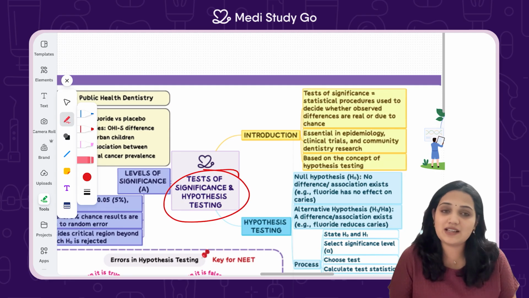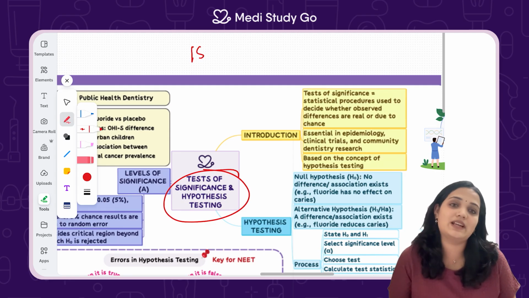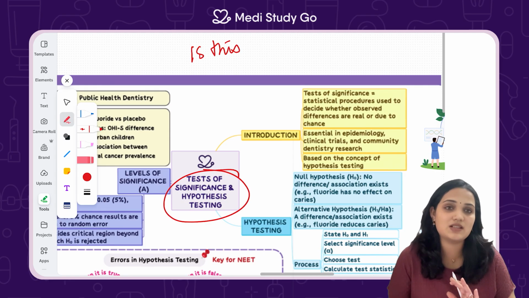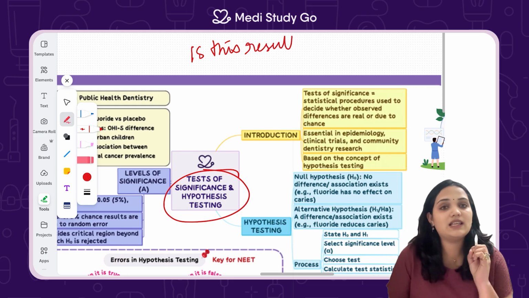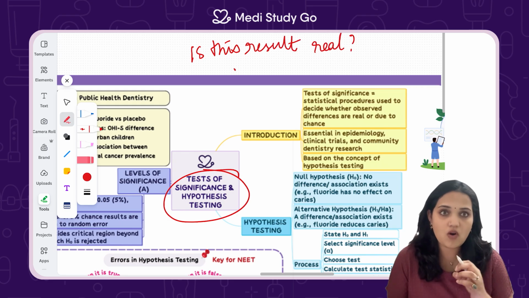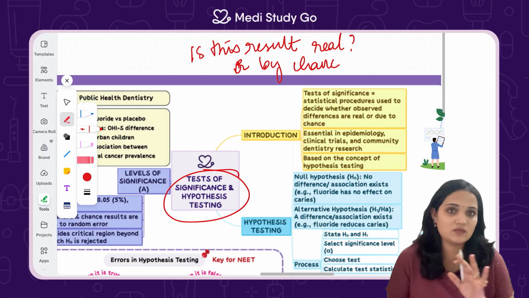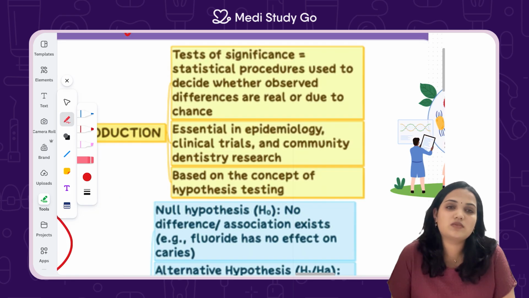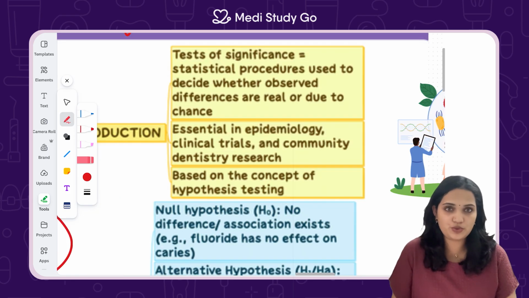Today we're going to try and understand something that sounds very complicated, but honestly, this is just answering a simple question. Is this result real or is it by chance? That's it. So, what are we trying to do here?